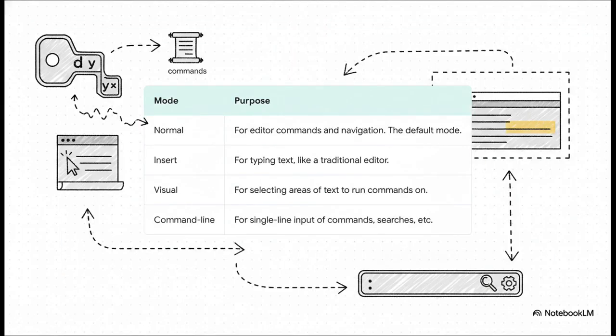So these are the main players. By default, you're in normal mode. This is your command center. Every key is a shortcut, like d to delete or y to yank, which is just Vim speak for copy. Now, when you actually want to type something, you hit i to jump into insert mode. Then there's visual mode for highlighting text and command line mode for the heavy-duty stuff like search and replace. It's a totally different way of thinking about how you interact with a file.